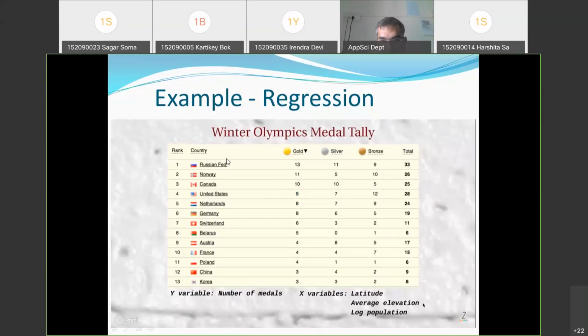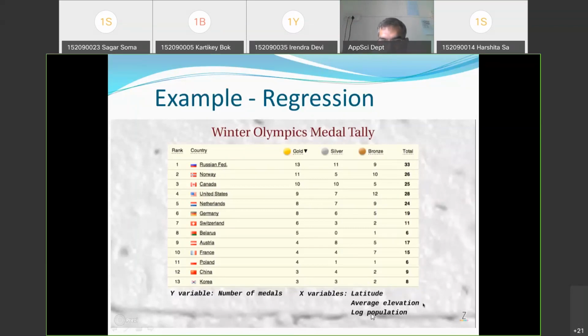This is the Olympics medal tally. These are countries, and these are how many gold, silver, and bronze medals they have won, and this is our total medals. Total medals is the dependent variable here, the number of medals, and the independent variable is the latitude of the country, the geographical position of the country, the average elevation from sea level, and population.